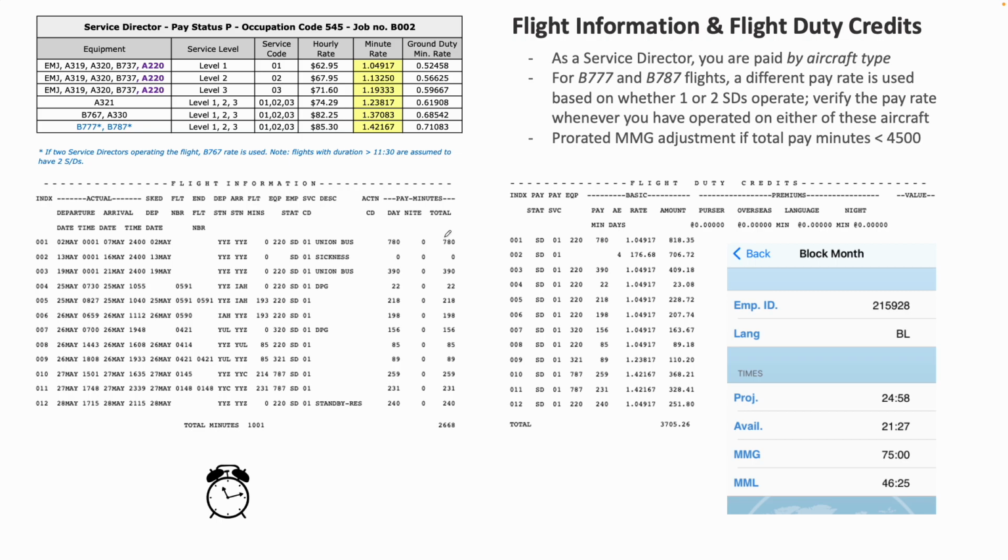For those on reserve, if your total pay minutes for the month are fewer than 4,500 minutes, there is a prorated MMG adjustment that has to be done. We're going to look into a real-world example from my own schedule. In this particular month, I had 2,668 pay minutes. And you will note that this is less than 4,500 minutes, so an adjustment was required.